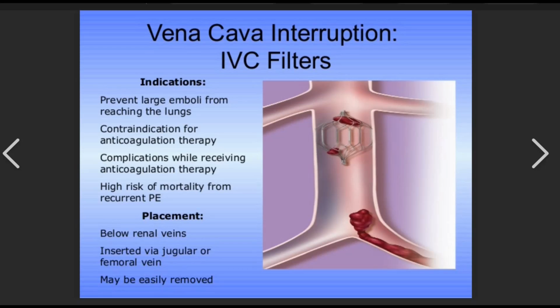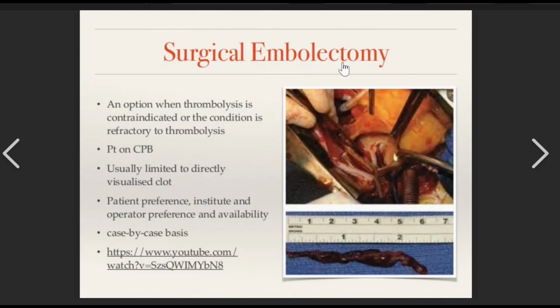Other surgical management involves embolectomy. Embolectomy means surgical removal of the blood clot. This is done again when anticoagulation is not possible or when the surgeon can directly visualize the clot and is able to remove the clot. Now let's see how you can prevent pulmonary emboli.